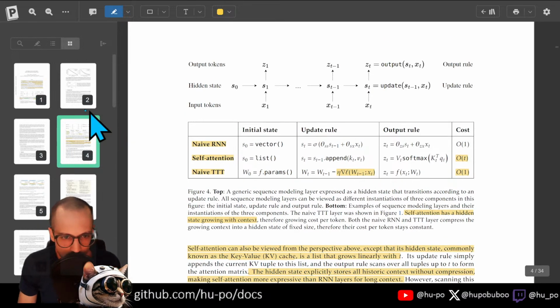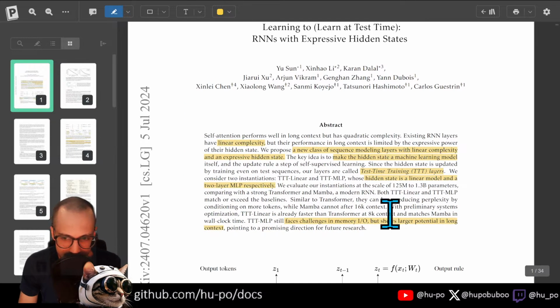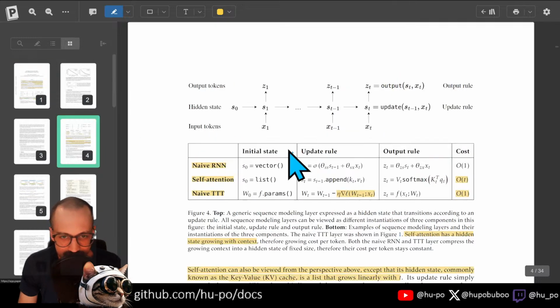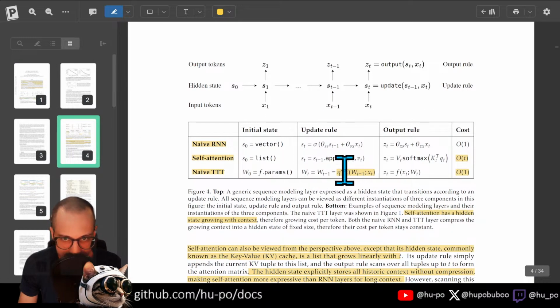But this is also why I feel like this paper is secretly bullshit: in theory, this update rule, where you're pushing a gradient with your little learning rate into the weights of that little MLP, is an O of 1 cost, right?